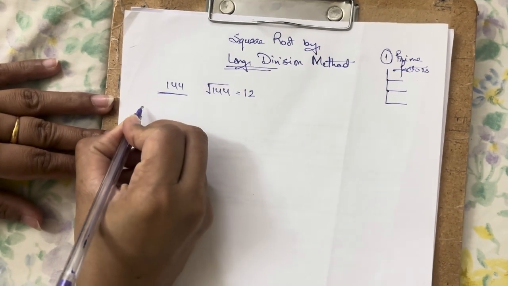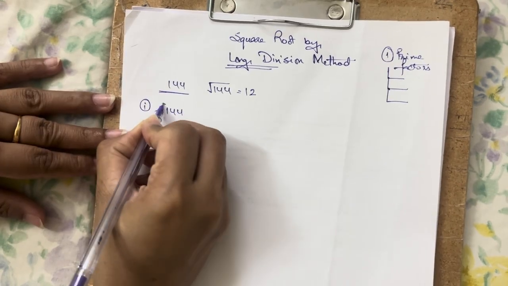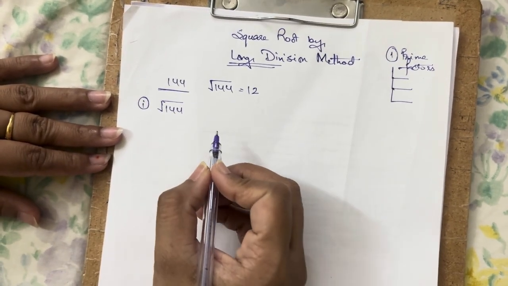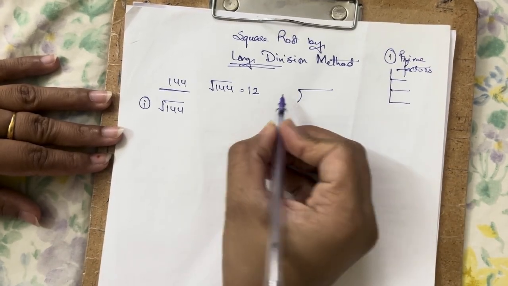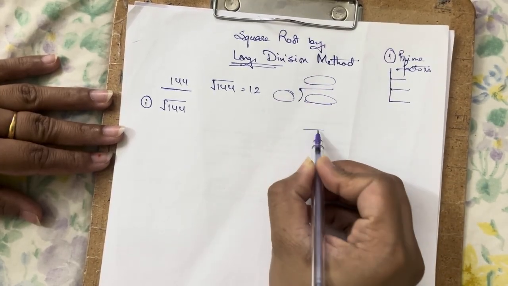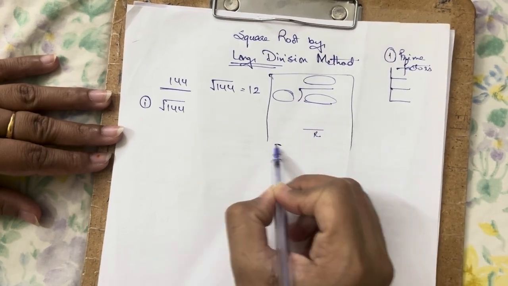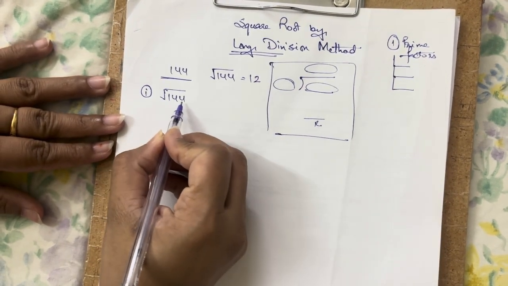So there are steps involved in this. When I have to find the root of 144, I will write it in the division format. But here the division format is a little different. It is not like the regular division format wherein you write your divisor here, dividend here, and quotient, and ultimately you get your remainder. This was the normal division method that we have been doing. But here what is actually happening is you take the number.